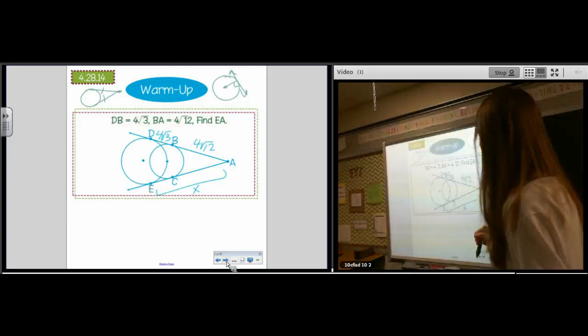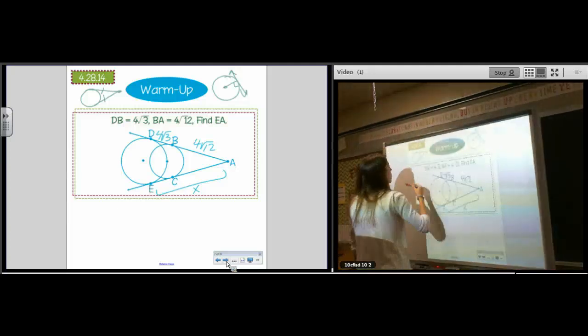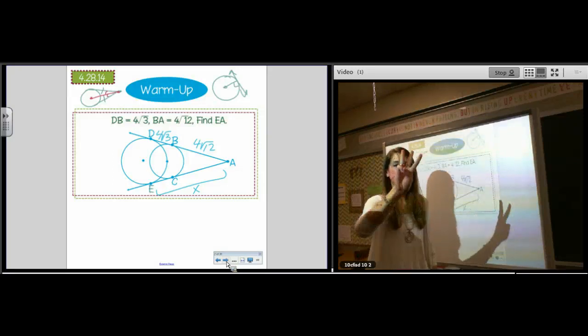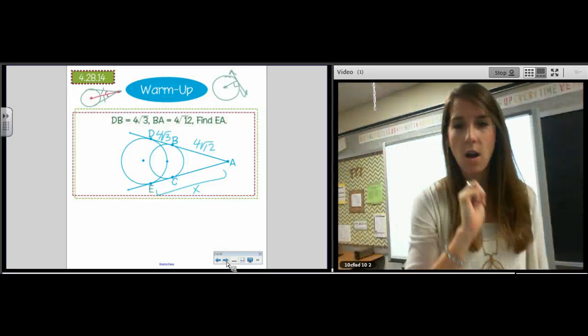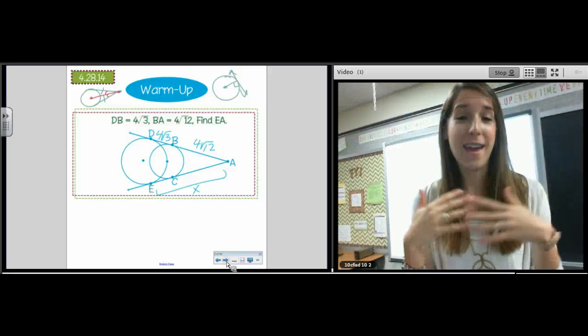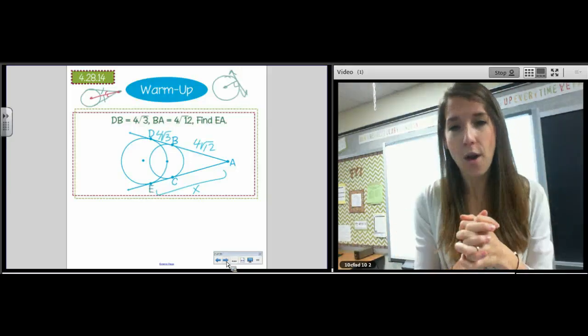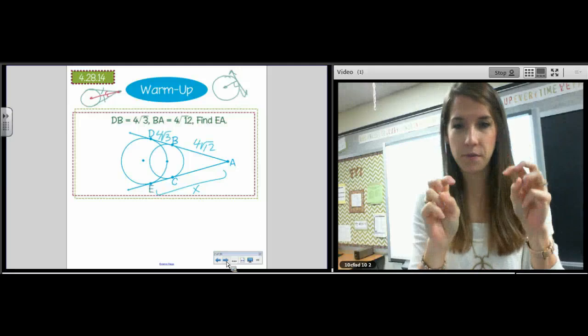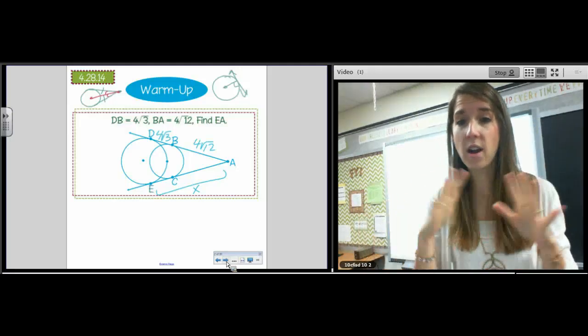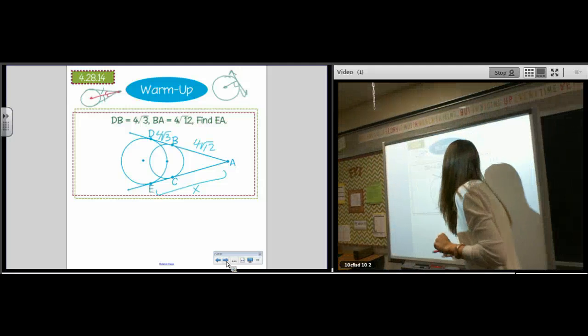And then the last theorem we learned is that if you draw a segment from that exterior point to the center of the circle, that it bisects that angle. So those are the 3 theorems that we learned on Friday. So really, all we're doing in this problem is we know, based on the ice cream cone theorem, that DA is the same as EA. They are equivalent segments.